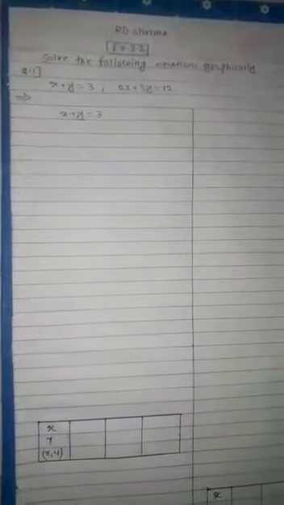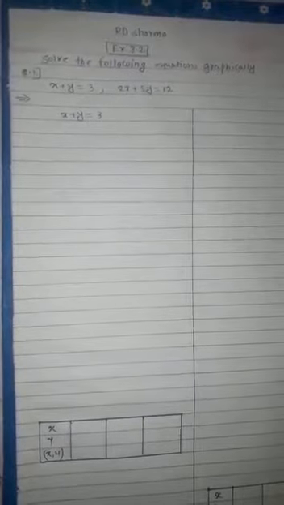Exercise 3.2 from R.D. Sharma. Solve the following equations graphically. Question number 1: x plus y is equal to 3 and 2x plus 5y is equal to 12. Solve this equation means we have to find whether these lines are intersecting lines, or coincident lines, or parallel, by using the graphical method.